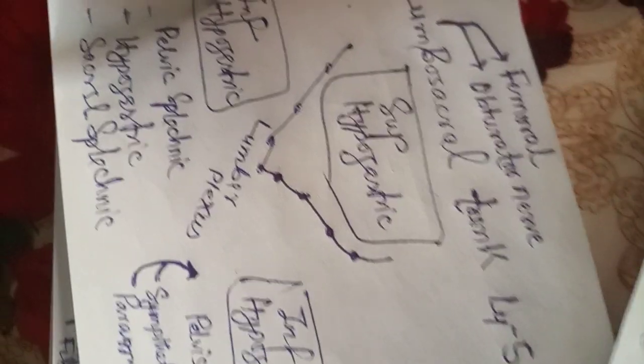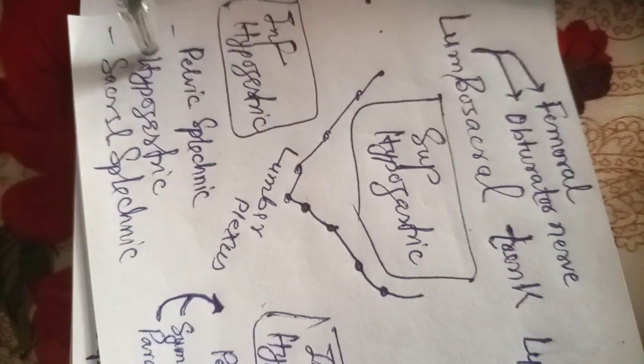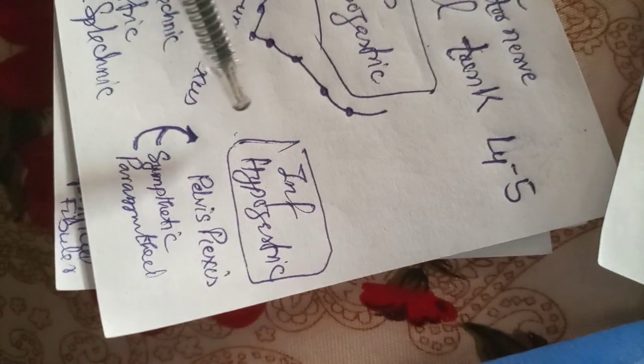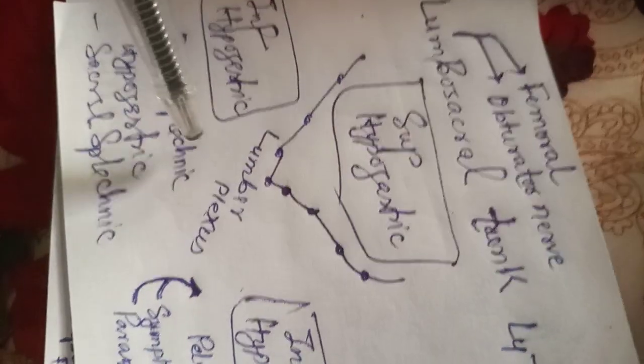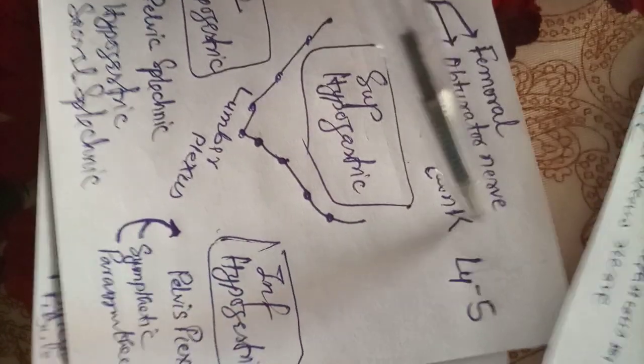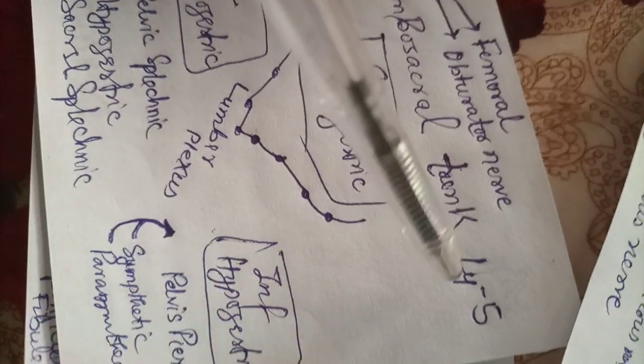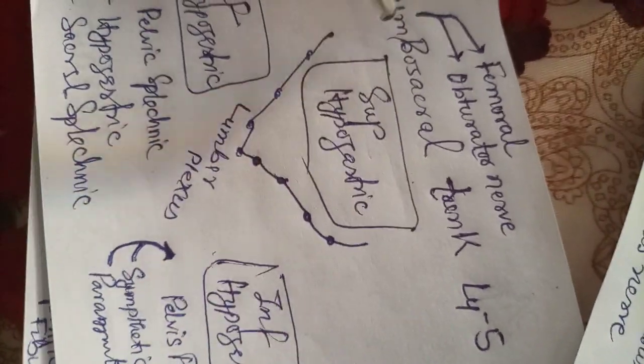The inferior hypogastric plexus gives the pelvic splanchnic nerves, hypogastric nerves, and sacral splanchnic nerves. And in this way, there is innervation of the pelvic and perineal structures, and the lumbosacral trunk has L4, L5, and the sacral trunk has S1 up to S4. So L4 to S4 forms the lumbosacral plexus.